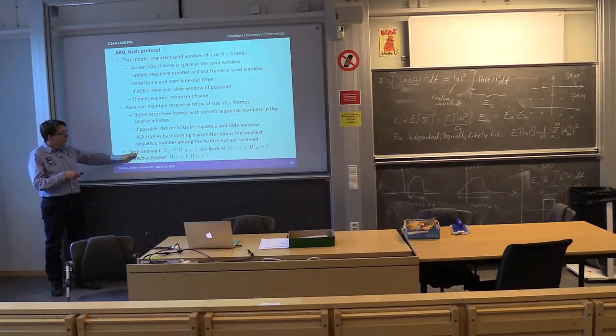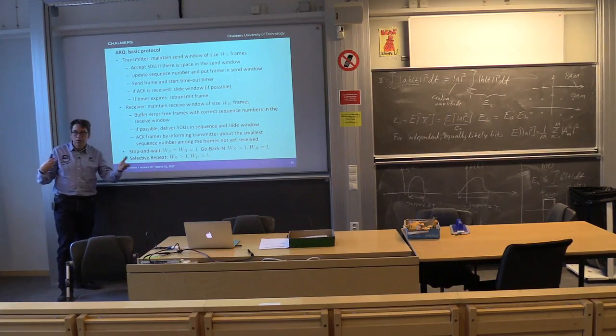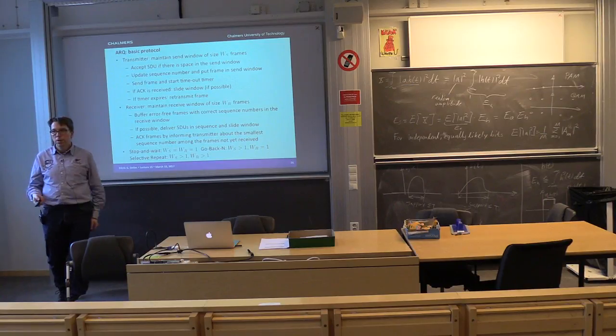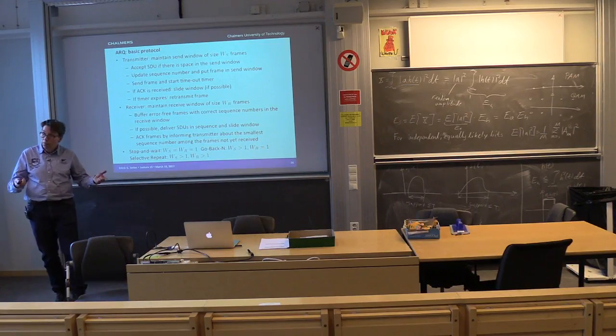So in stop and wait, we have a send window and a receive window of size 1. In go back N, we have a send window which is larger than 1 and a receive window which is 1. In selective repeat, we have both the send window and receive window larger than 1 frame.